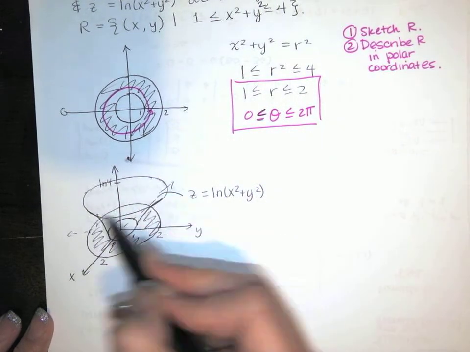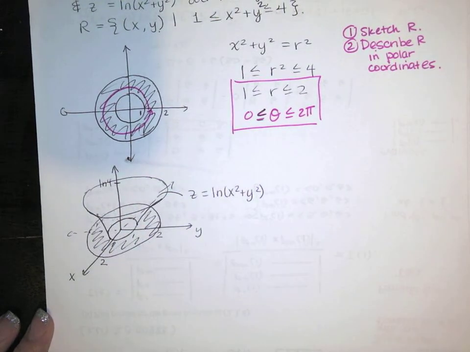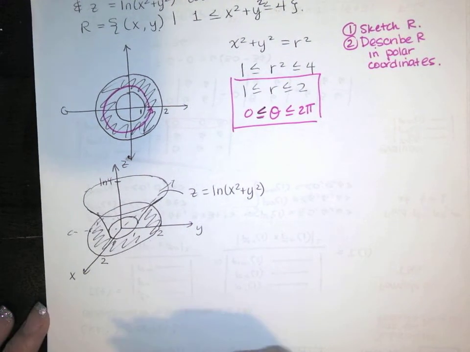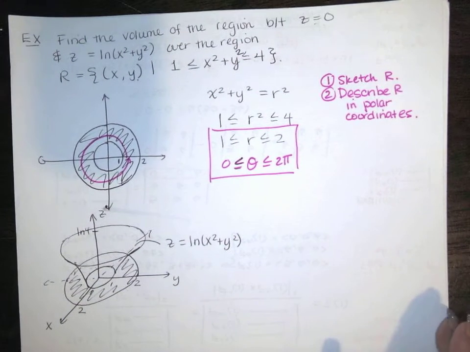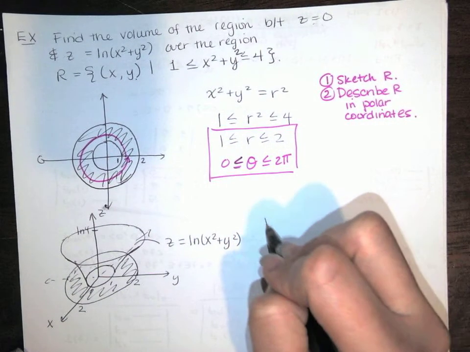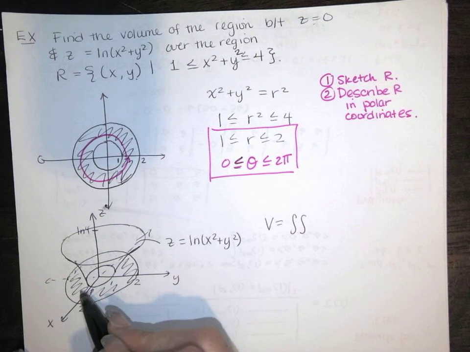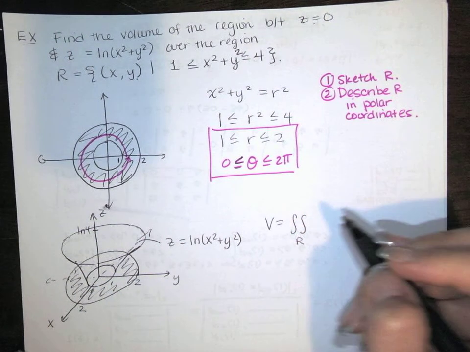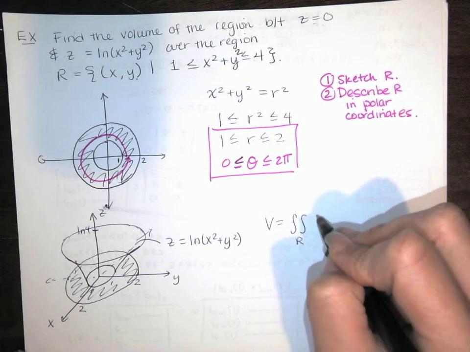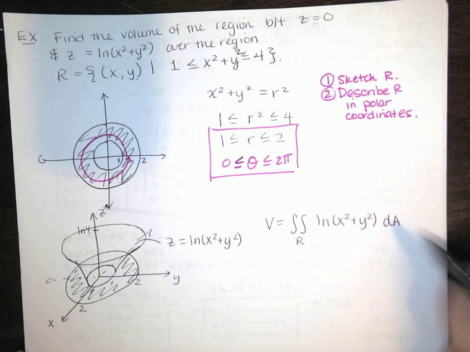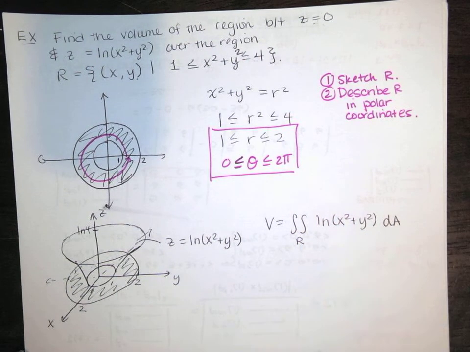And it's supposed to be a circle of radius 2 with z equal to natural log of 4 right there. It's not a great picture, but I think with this picture that's enough to help us write down the integral for the volume. The volume of the region is just the volume between this and the xy plane, so it's going to be the double integral over R of the function, which happens to be natural log of x squared plus y squared, and we'll integrate over R, so we have a dA over there.